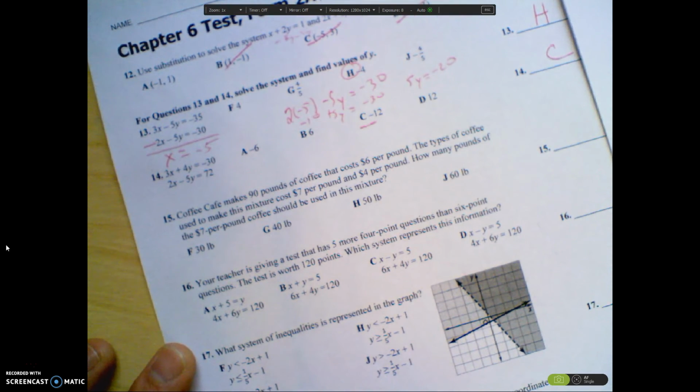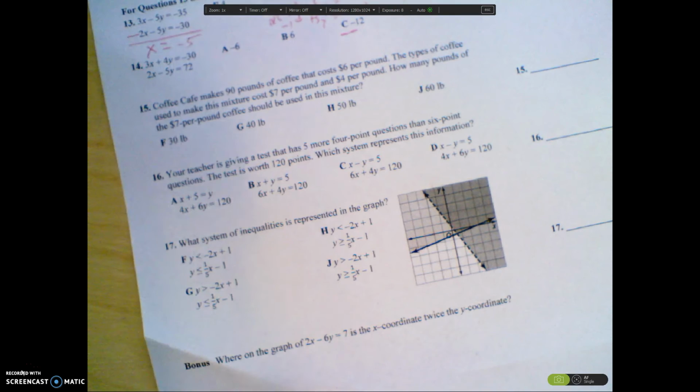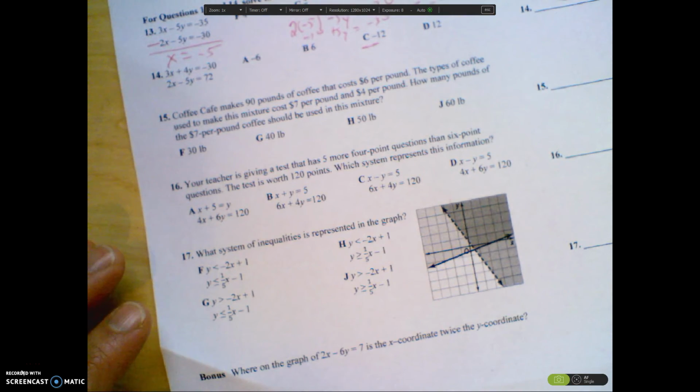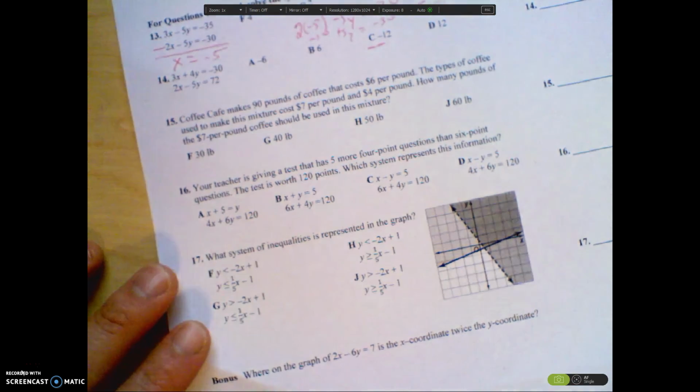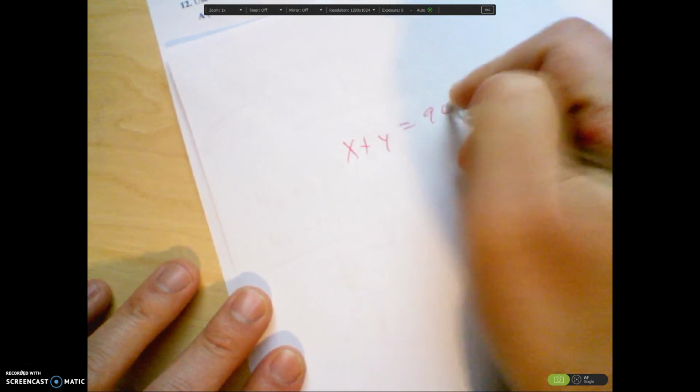Okay, let's take a look at the story problem. Coffee Cafe makes 90 pounds of coffee that costs $6 per pound. The types of coffee used to make this mixture cost $7 per pound and $4 per pound. How many pounds of $7 per pound coffee should be used in this mixture? Here is what we're going to do. We need 90 pounds of coffee that costs $6 per pound. So I see right away we're going to have a pound equation here, and the pound equation is x plus y equals 90.